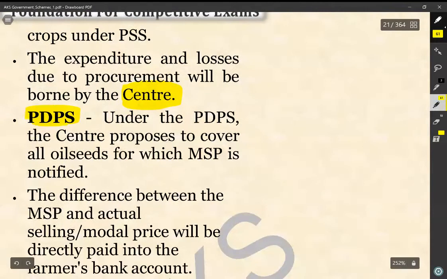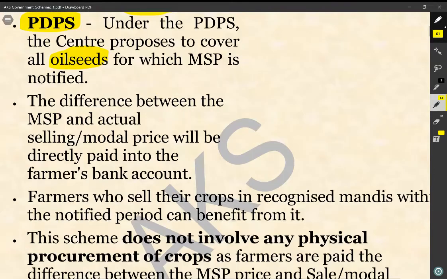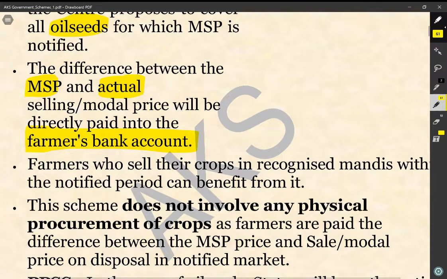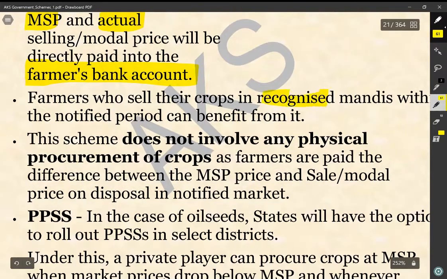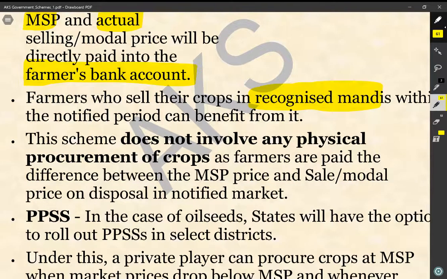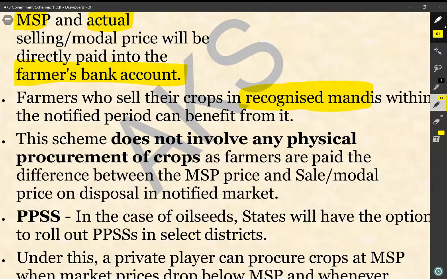Then PDPS. Under the PDPS, the centre proposes to cover all oilseeds for which MSP is notified. Also, the difference between the MSP and actual selling or modal price will be directly paid into the farmer's bank account. This is to avoid any intermediaries or middlemen. The farmers who sell their crops in recognized mandis within the notified period can benefit from it.